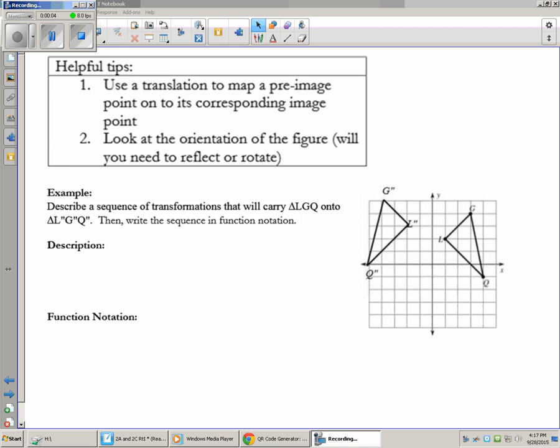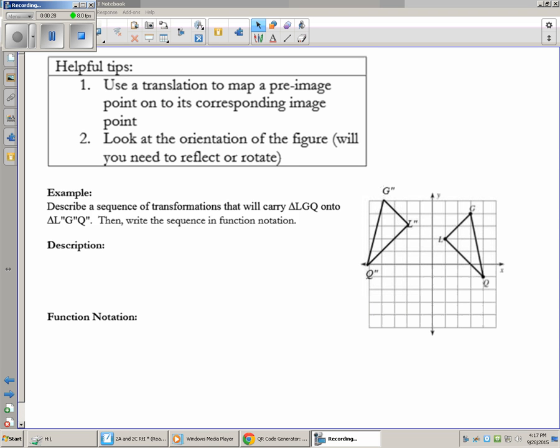Essential 2C says that I can describe a sequence of transformations that will carry a figure onto another figure. So in this example, we are asked to describe a sequence of transformations that will carry triangle LGQ onto triangle L double prime, G double prime, Q double prime. And then we will write the sequence in function notation.